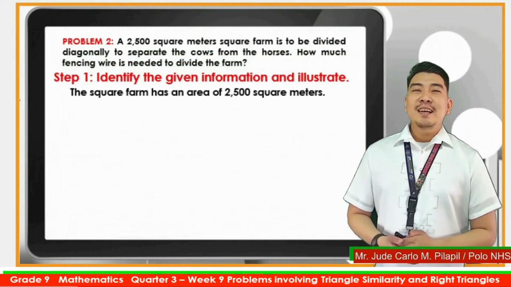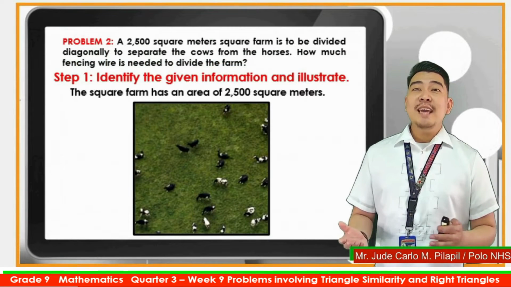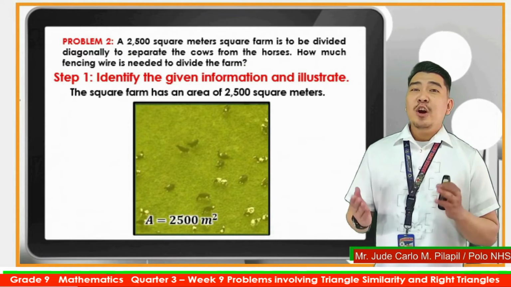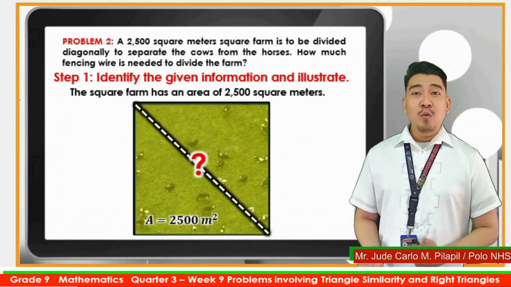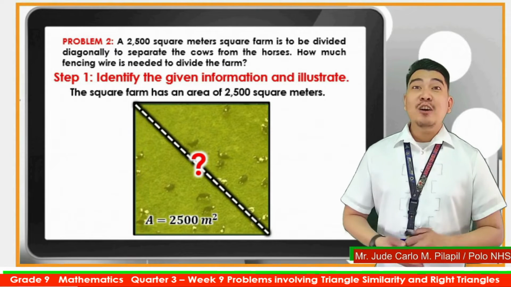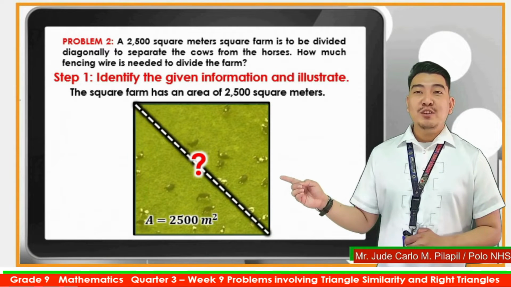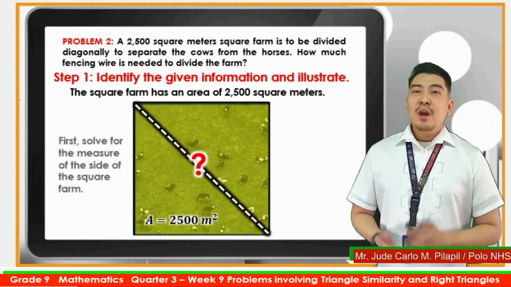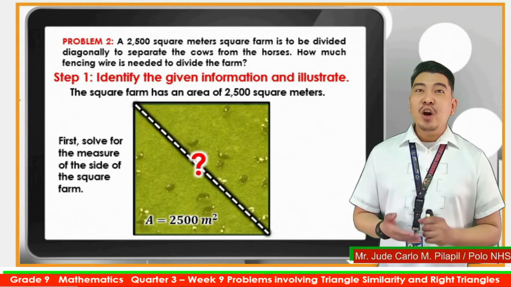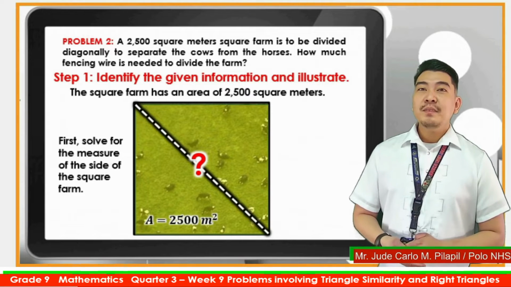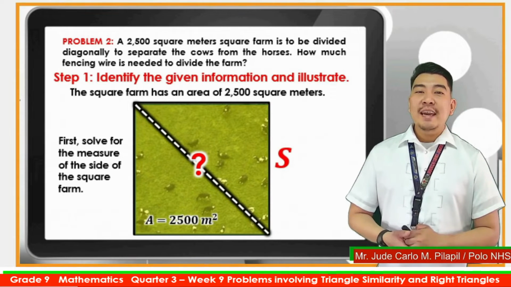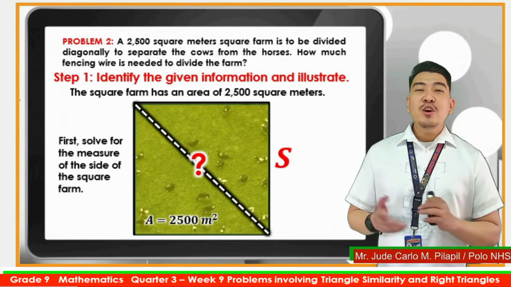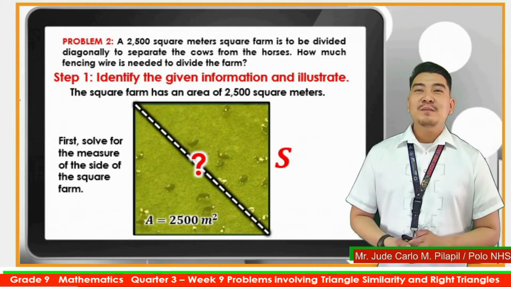It is stated in the given that the square farm has an area of 2,500 square meters. We are asked to find the length of the fencing wire that will be set up diagonally. So that is our question mark. To get the length of the diagonal, given the area, first, we need to solve for the length of the sides of the square farm. Let us represent one of the sides as S. Note that a square has 4 congruent angles and sides.